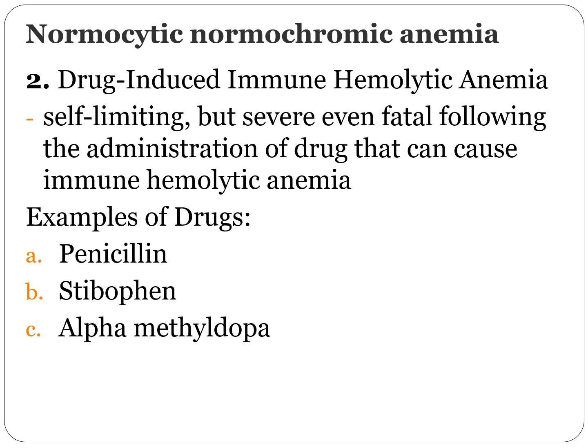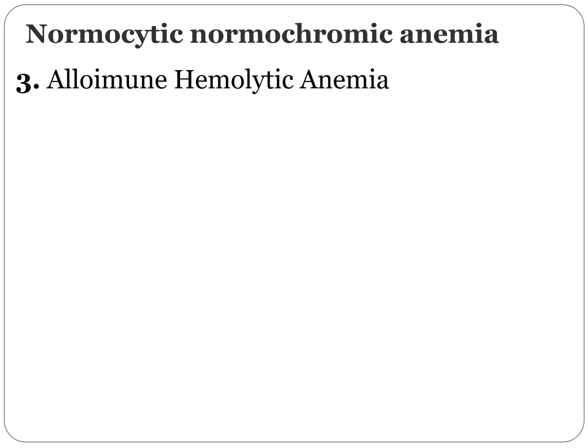So drug-induced immune hemolytic anemia is a blood disorder that occurs when a medicine triggers the body's defense system to attack its own red blood cells. This causes yung red blood cells natin to break down earlier than normal. Okay, so that is the autoimmune hemolytic anemia.